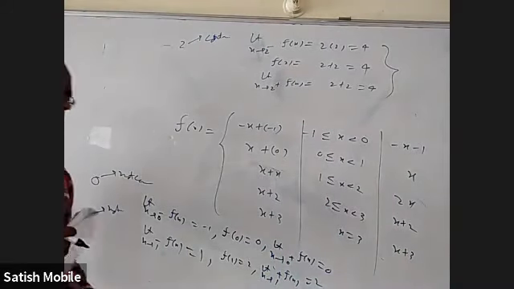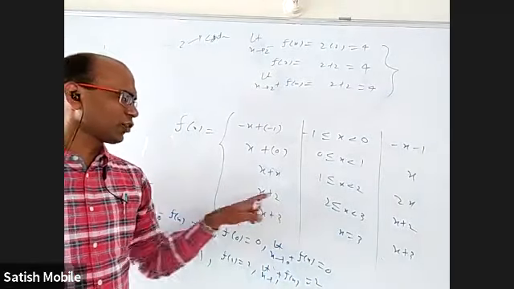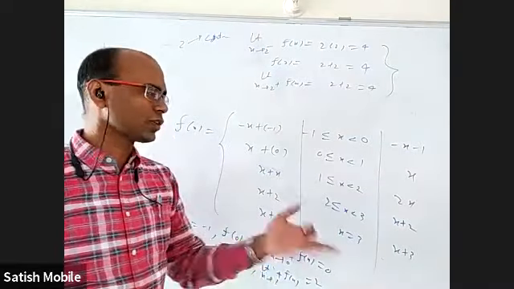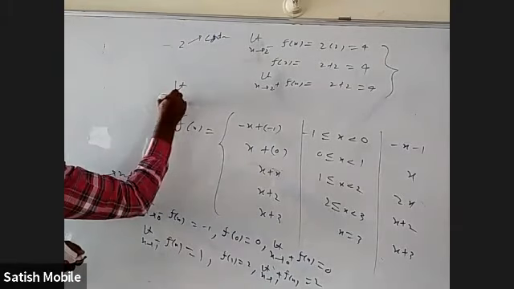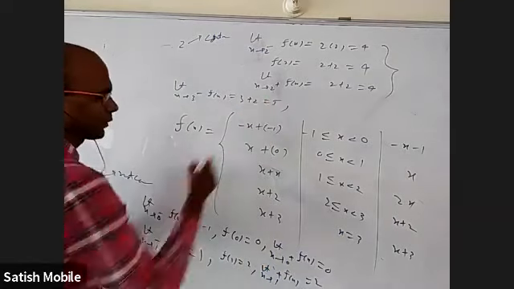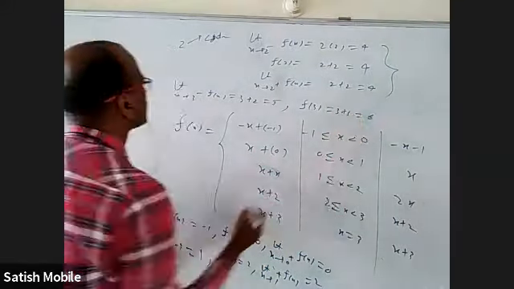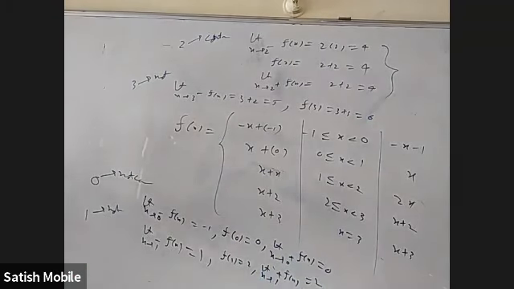What about at 3? You can see at 3 answer is 6, but just before 3 answer is 5, and after 3 there is no limit at all. Function is not even defined after 3. So limit x tends to 3 minus f of x is 3 plus 2, 5, whereas f of 3 is 3 plus 3, 6. So at 3 also it is not continuous. Okay, so at 0, 1, 3, 3 places it is not continuous.